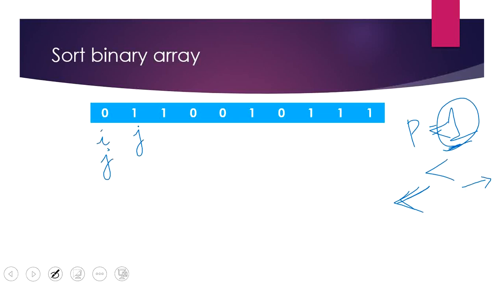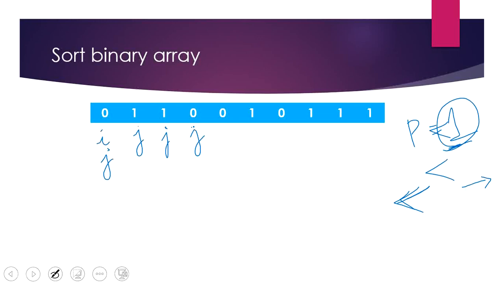It is checking whether 1 is less than 1. No, it is not less than 1. Again, we are moving j to the next. It is again 1. It is not less than 1. So we are going to move to 0. Now in this case, 0 is less than our pivot element, that is less than 1.